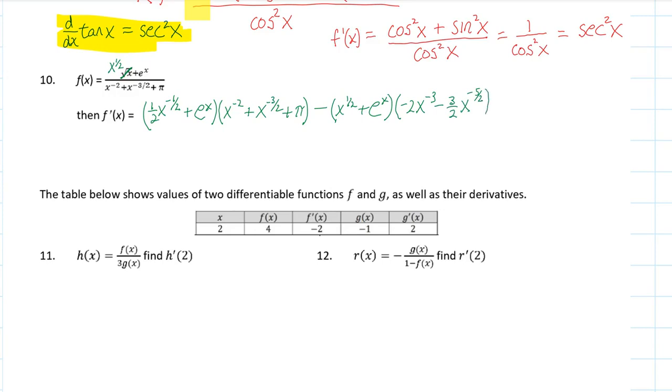And the derivative of pi is 0, so I don't put it in there. All over the bottom, x to the negative 2 plus x to the negative 3/2 plus pi, squared. Boy, is that a mouthful or what?